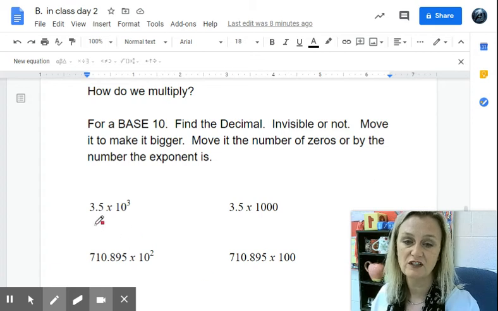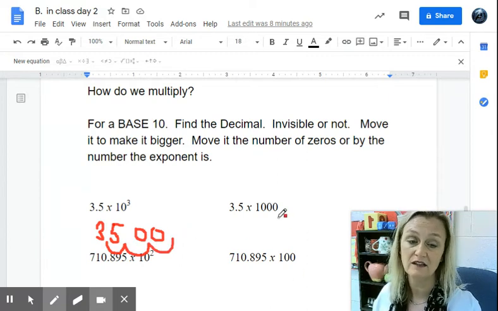So we just finished this one, which was 3,500. The decimal started here, and we moved it 1, 2, 3 times to here. Here it's invisible. We do not write it. 10 to the power of 3 is the same as 1 with 3 zeros behind it. It is the same as 1,000.